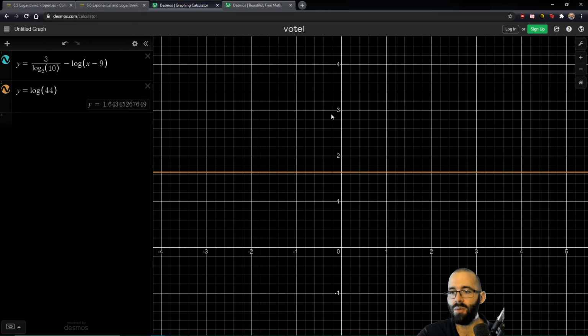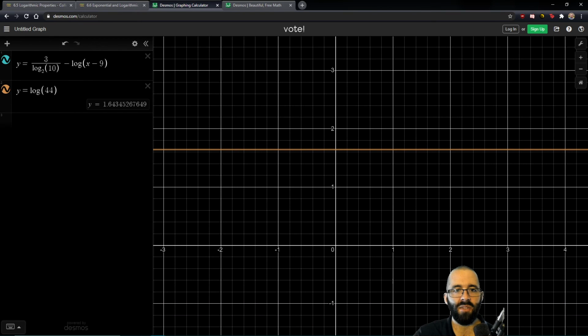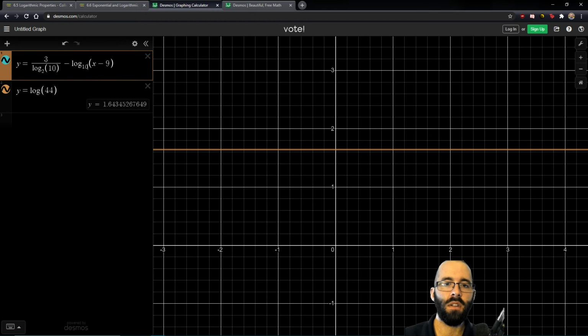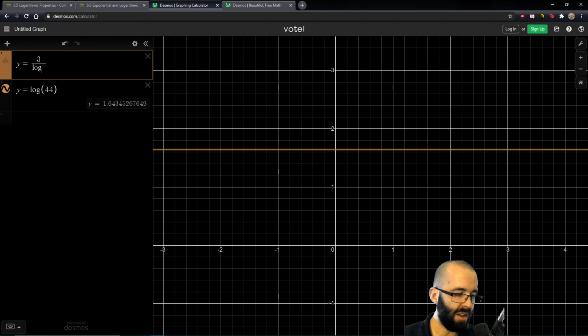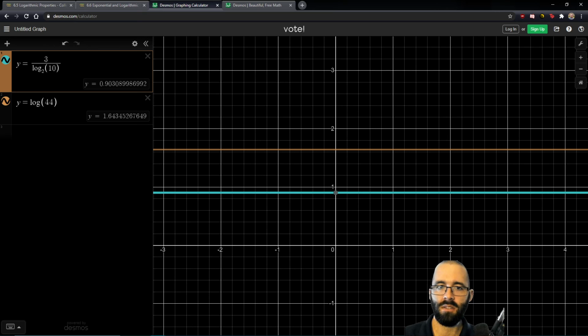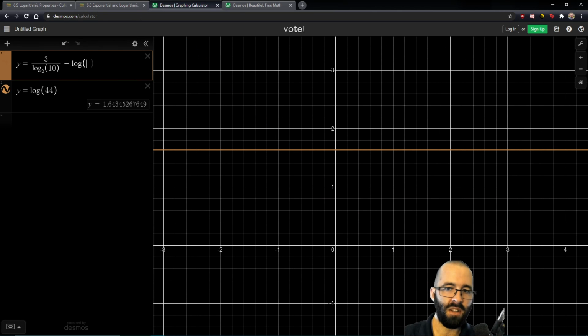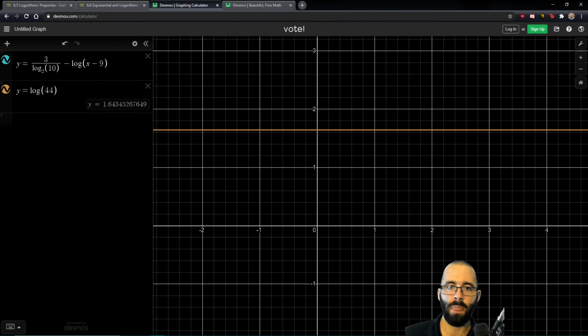Question is, are these equal to each other? And I must have made an error in my graph somewhere. It's not graphing this. This is bizarre. What did I do? Let's try it over. Y is equal to 3 divided by log base 2 of 10. Minus the common log of x minus 9. And it's not graphing it anymore. Minus log base 10, x minus 9.